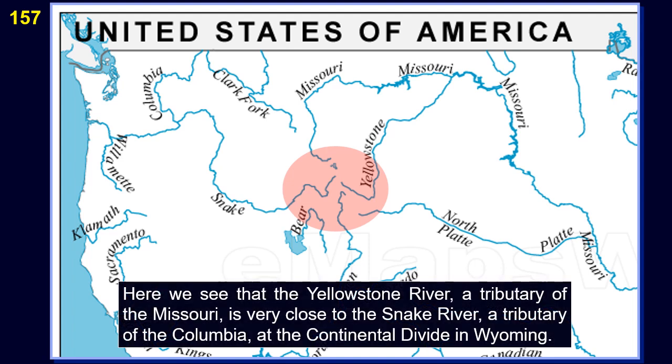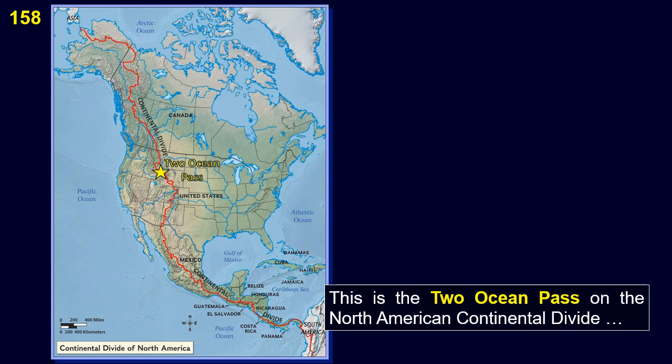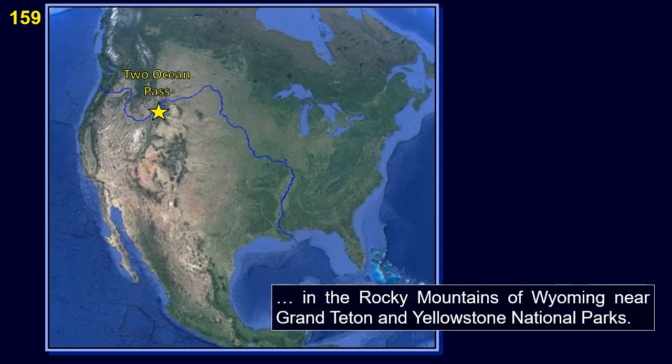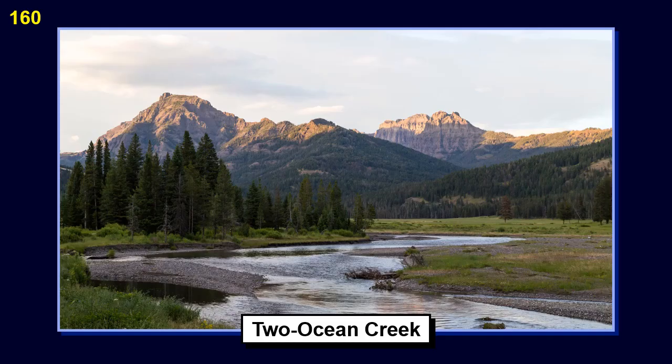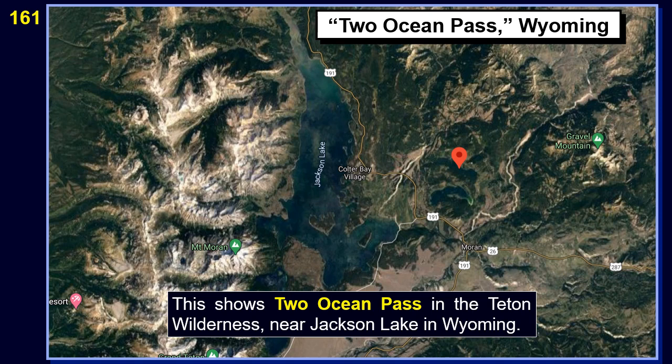Here we see that the Yellowstone River, a tributary of the Missouri, is very close to the Snake River, a tributary of the Columbia, at the Continental Divide in Wyoming. This is the Two Ocean Pass on the North American Continental Divide, in the Rocky Mountains of Wyoming near Grand Teton and Yellowstone National Parks. This is the Two Ocean Creek. This shows Two Ocean Pass in the Teton Wilderness, near Jackson Lake in Wyoming.